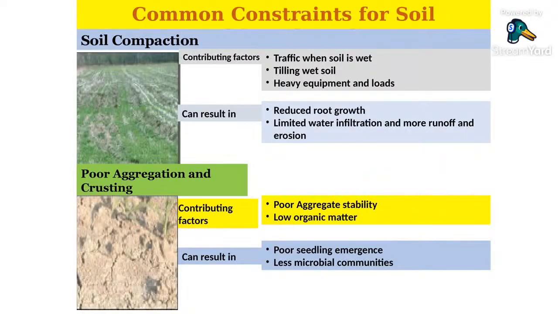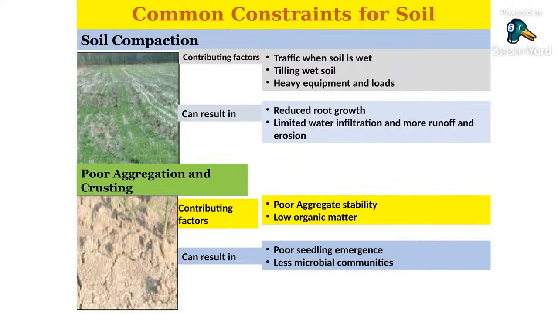Then the common constraints for soil quality and soil health. Soil constraints limit crop productivity, farm sustainability, and environmental quality. Soil compaction can occur at the surface and subsurface of the profile, and the contributing factors are when the soil is wet and over traffic is there. They reduce plant growth and also reduce infiltration and aeration.